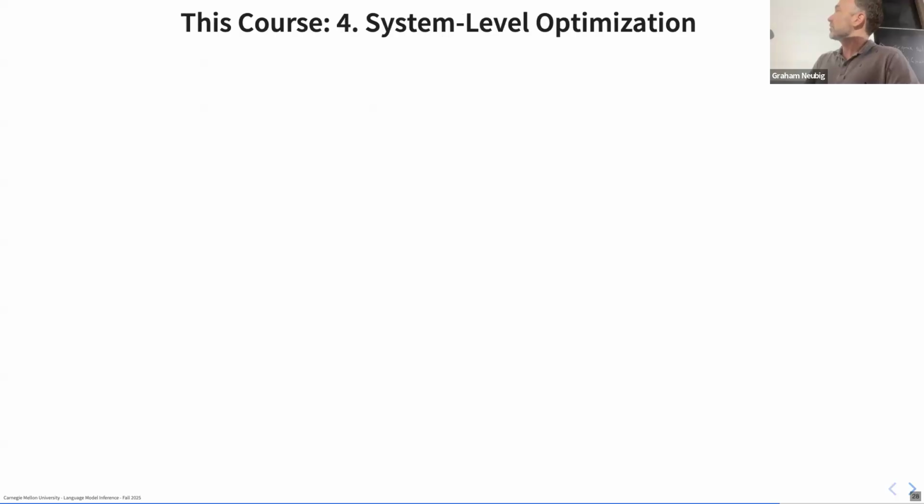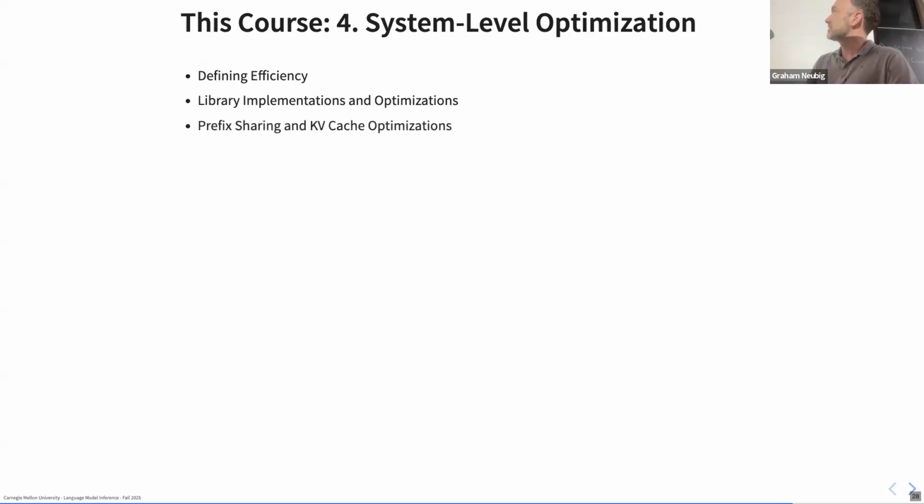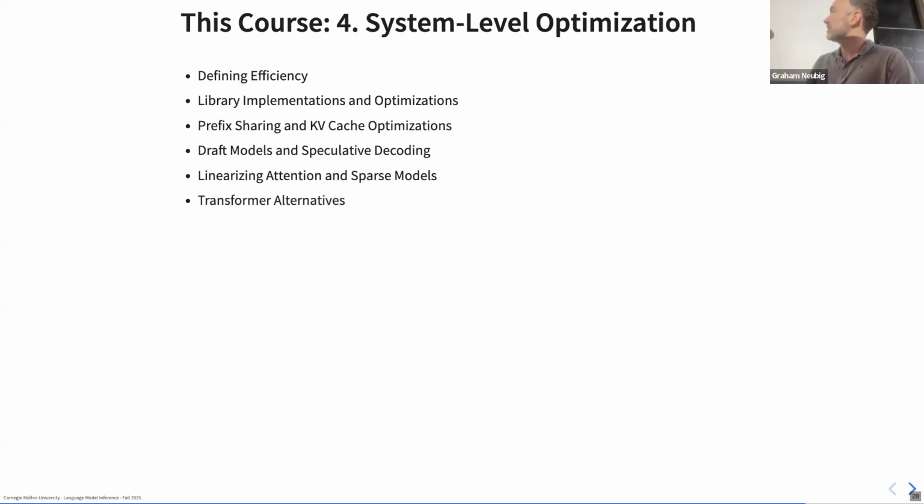And then finally, we're going to talk about efficiency and system level optimization, like defining efficiency, library implementations and optimizations, KV cache optimization, draft models and speculative decoding, and ways to come up with alternative modeling strategies like MoE or sparse attention, other things like that. And then also probably transformer alternatives.